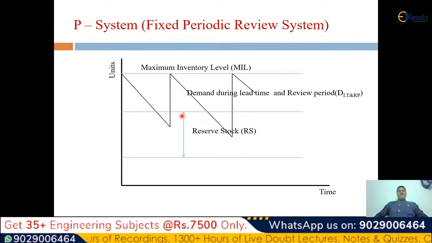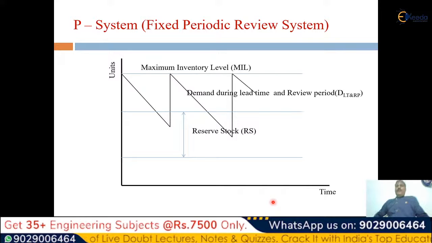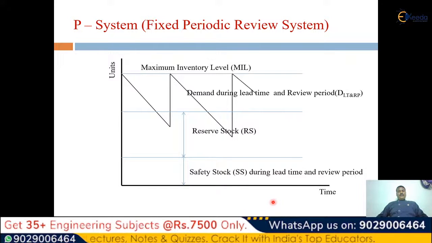Coming to the next one, which is the P type of system, or fixed periodic review system. In the same manner, we can find out the different requirements of inventory, like the minimum and the maximum inventory level, or MIL, which is the number of units to be stored at a maximum. Again, the demand during the lead time, the reserve stock, which indicates when there is acute need for the product or the raw material, and finally the safety stock during this lead time and review period.